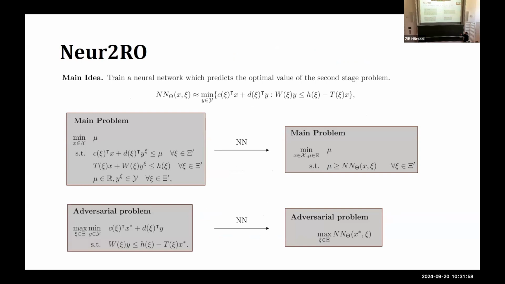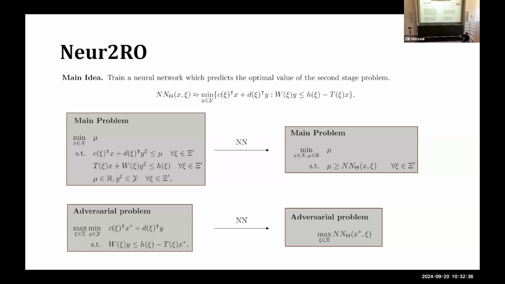You're training a neural network. So this is now a neural network function which predicts the optimal value of the second stage problem. So what you see here is just the second stage problem. So the x is fixed, the psi is fixed. You're just solving one linear problem. It's just the assignment of the customers to the facilities. And now your neural network should predict this. So you give a first stage decision, you give a scenario, and the neural network should predict this value, only the optimal value.